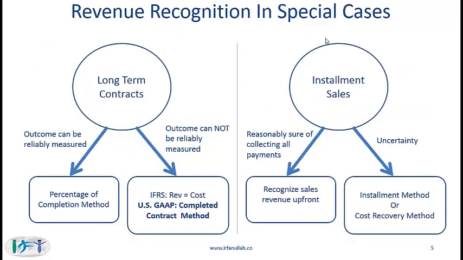Under revenue recognition in special cases, here is a subtle difference. When dealing with long-term contracts where the outcome cannot be reliably measured, IFRS says that revenue equals cost. So you can only recognize revenue to the extent of the cost incurred. US GAAP here takes a more conservative approach and says that you can start recognizing revenue only after the project has been completed.